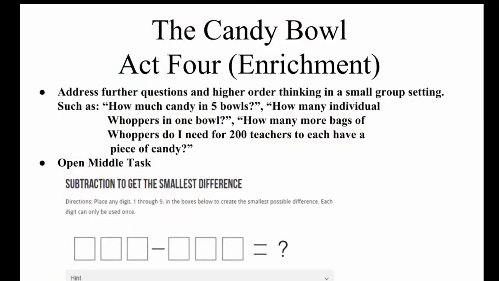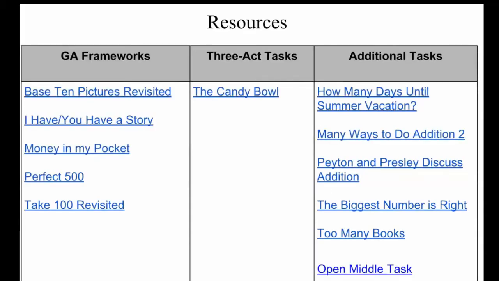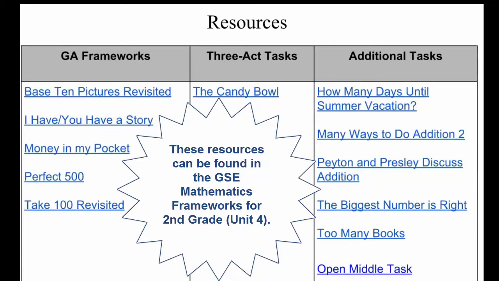Great job. Another way to increase the rigor of NBT 7 is to use an open middle task, such as subtraction to get the smallest difference. Students will pick any digit 1 through 9 to try to make the smallest difference. Finally, we've included some resources you can refer back to as you teach NBT 7. They include tasks from the Georgia Framework, the 3-act task pictured in the video, and additional tasks.